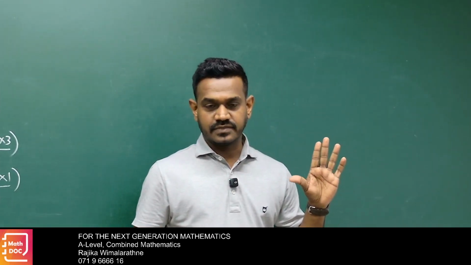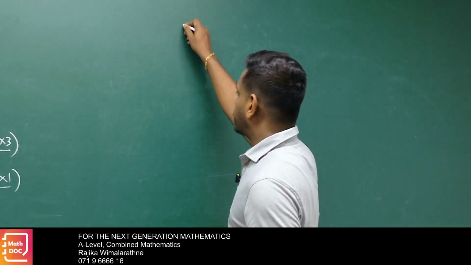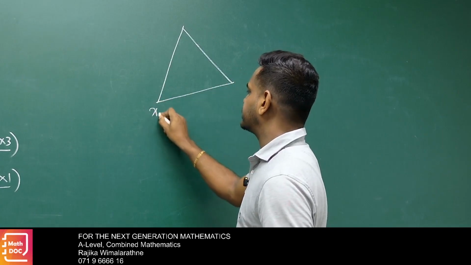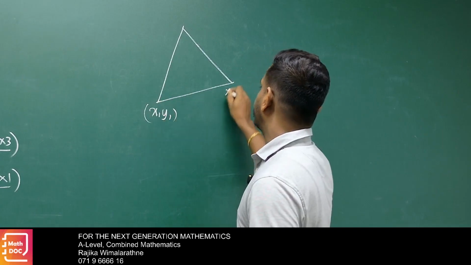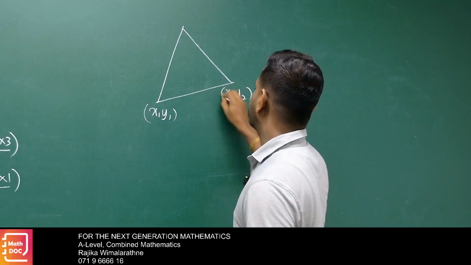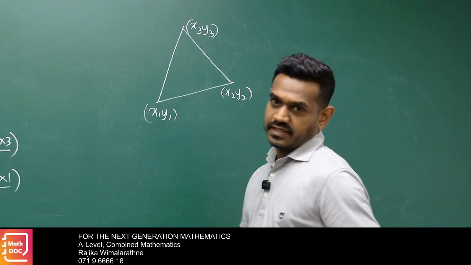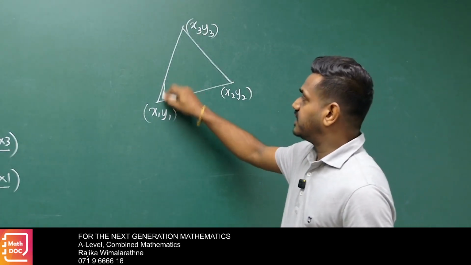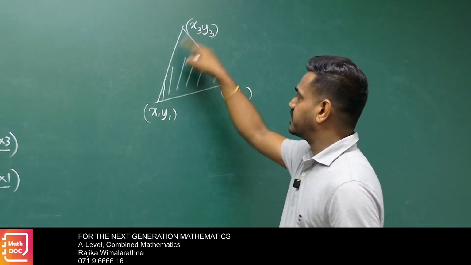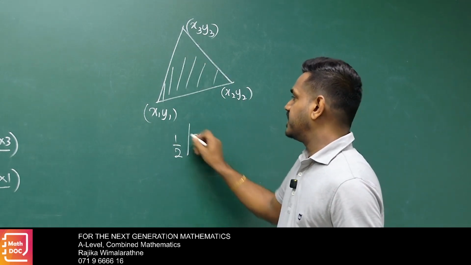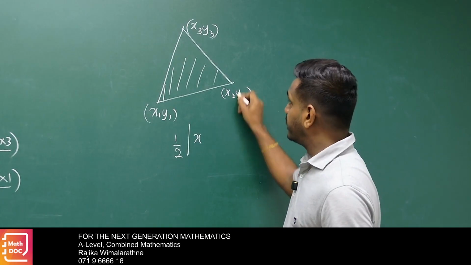Okay, see this last point. This is about the area of a triangle. Take this one (x1, y1), here (x2, y2), here (x3, y3). Then this area we can write using coordinate geometry: half into modulus. Here see the order: x1 times (y2 minus y3).